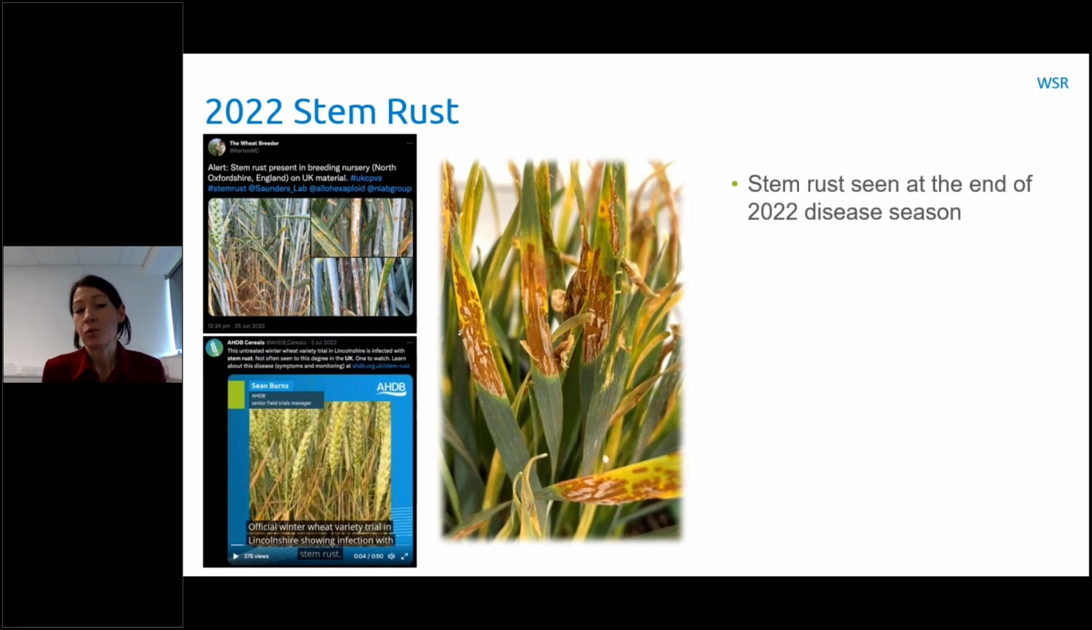Stem rust was the first big epidemic we've seen for stem rust since the 1950s. It has been picked up in recent years, but only on very isolated plants. But in 2022, we did have quite a few reports coming in of stem rust. Stem rust is not currently included in the survey, so we're not actually funded under the survey to do anything with stem rust, but we received 7 samples.